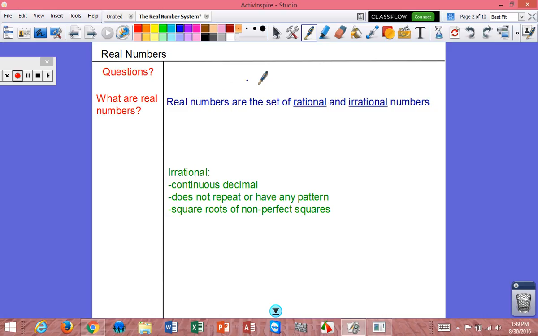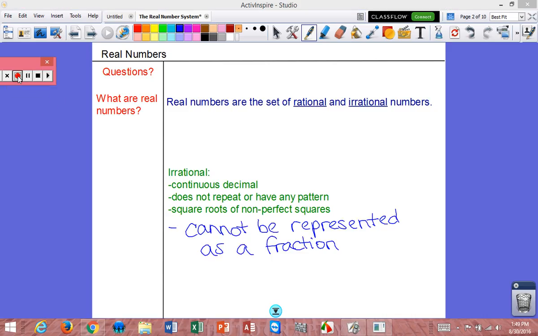Now, real numbers are the set of rational and irrational numbers. And we talked about this a little bit in class already and in the last video, but an irrational number is going to be a continuous decimal. It does not repeat or have any pattern. And we already know that the square roots of non-perfect squares are irrational. So if something is irrational, it cannot be represented as a fraction. All right, now I went ahead and wrote that right there for you to see.